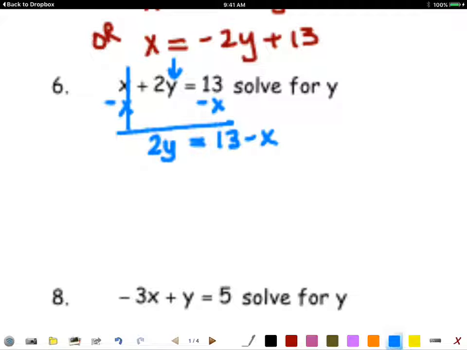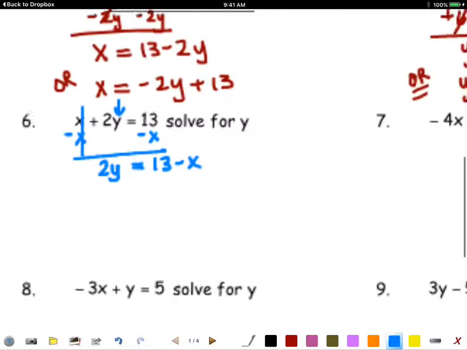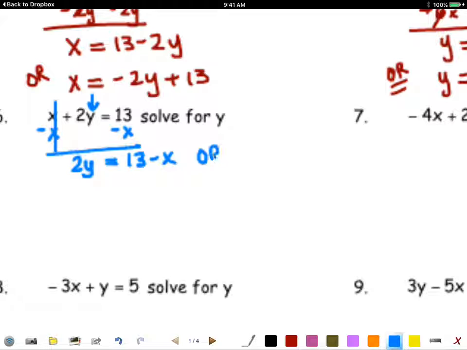All right, well, we're almost done. Now, we could also write that as 2y equals what? 13 plus negative x. Negative x plus 13, right? You could take that minus x and put that first and then the positive 13. That's really important, guys, that you see that you can do that both ways.